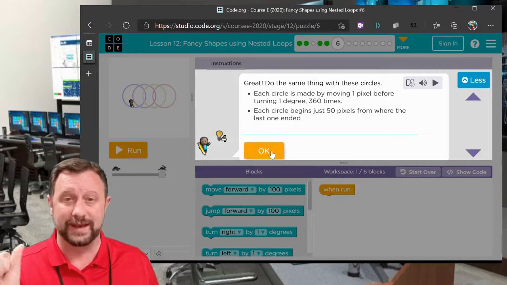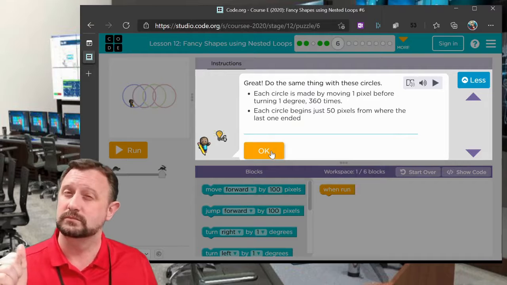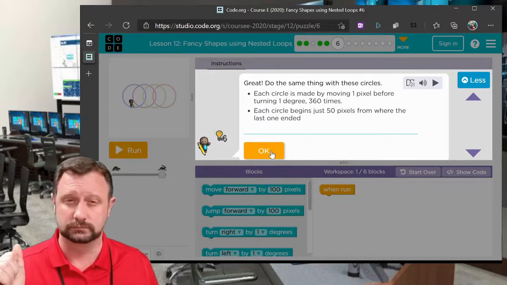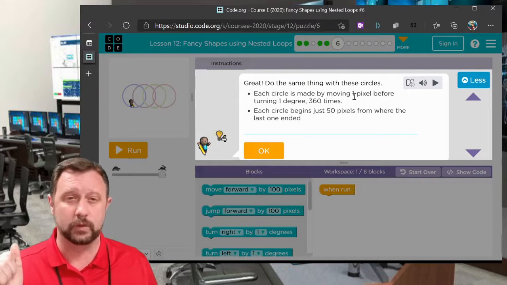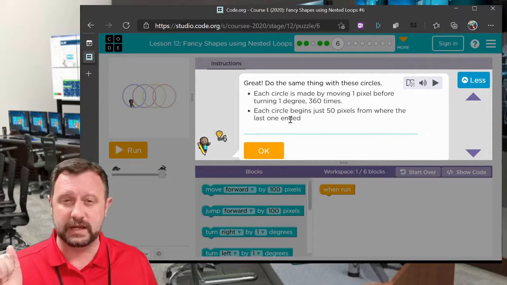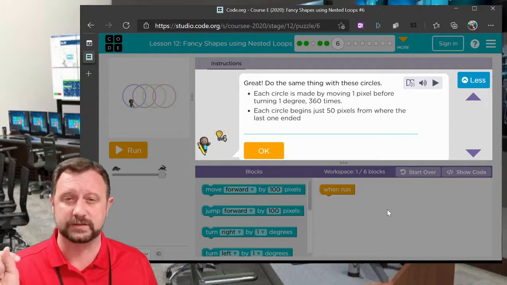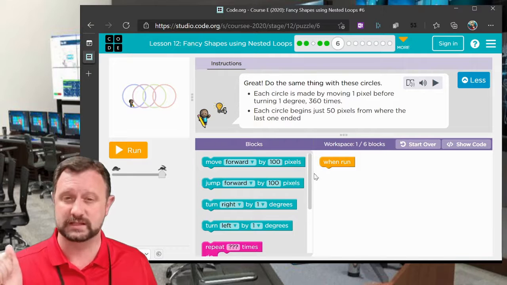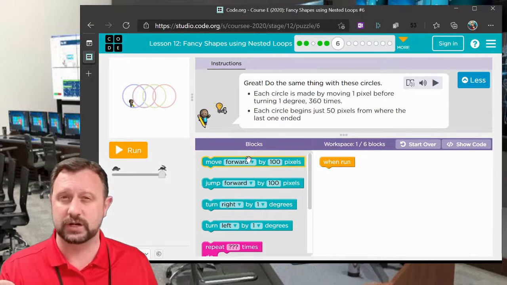Puzzle 6. Now we're going to draw some circles. How are we going to do that? Each circle is made by moving 1 pixel before turning 1 degree 360 times. Each circle begins just 50 pixels from where the last one ends. Let's start by trying to draw just 1 circle.